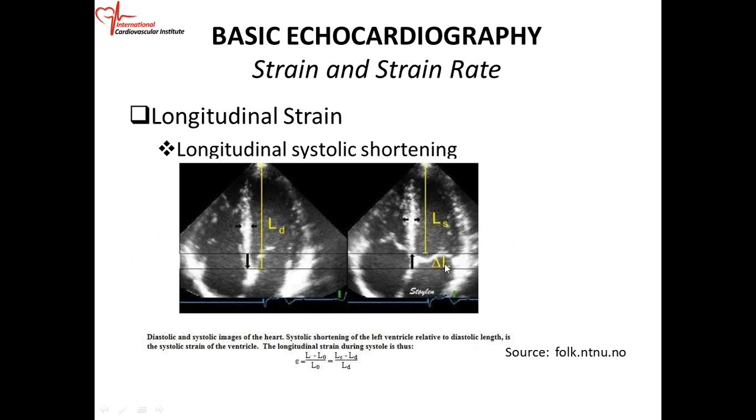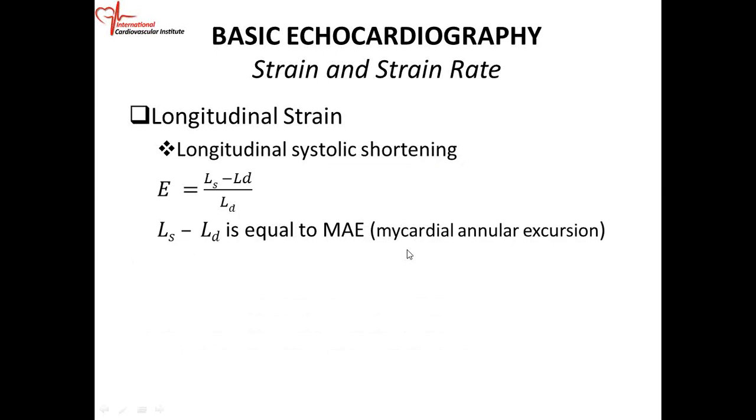So, in systole, the base of the heart moves up. Okay, the base of the heart moves up, and how much it moves up, what you have to do, you have to subtract this length from this length. Okay, so in diastole it's going to have a certain length, in systole it has a certain length, and if you get the difference between the two, then you'll get the mitral annular excursion, how much the heart moves up, how much the base moves up towards the apex.